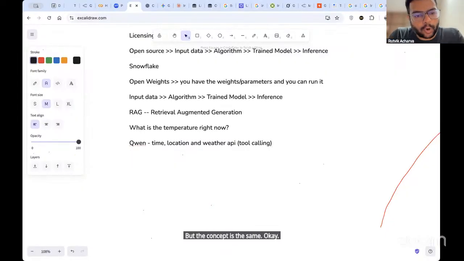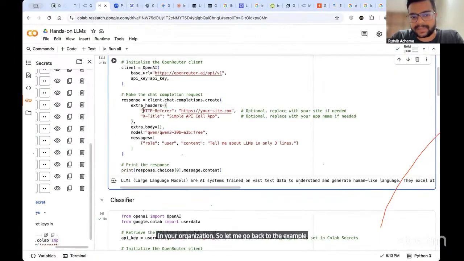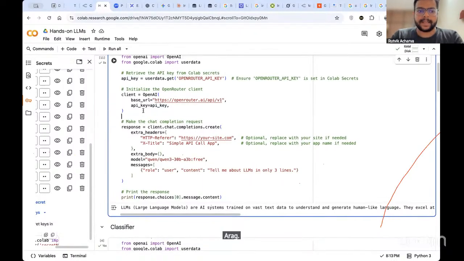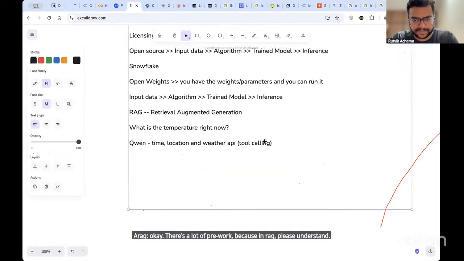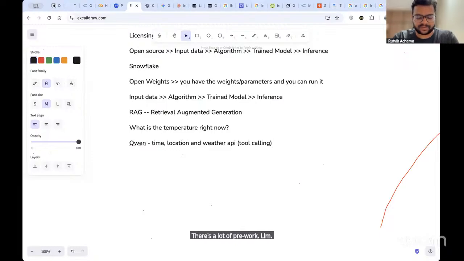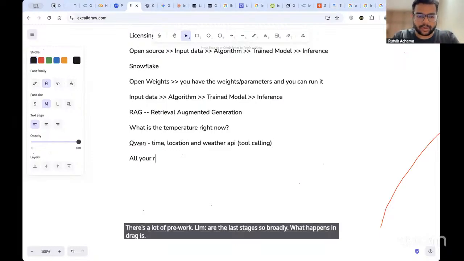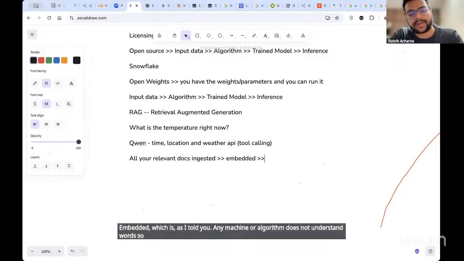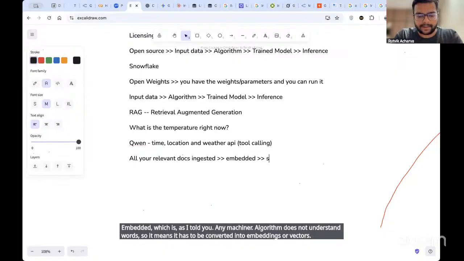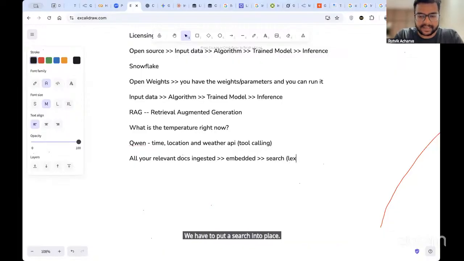In your organization, let me go back to the example to explain how this can become RAG. There's a lot of pre-work, because in RAG, please understand, there's a lot of pre-work. LLMs are the last stage. So broadly, what happens in RAG is all your relevant docs are ingested. They are embedded, which is, as I told you, any machine or algorithm does not understand words, so it has to be converted into embeddings or vectors. We have to put a search into place, let's say lexical or BM25 search, plus ideally a semantic search.